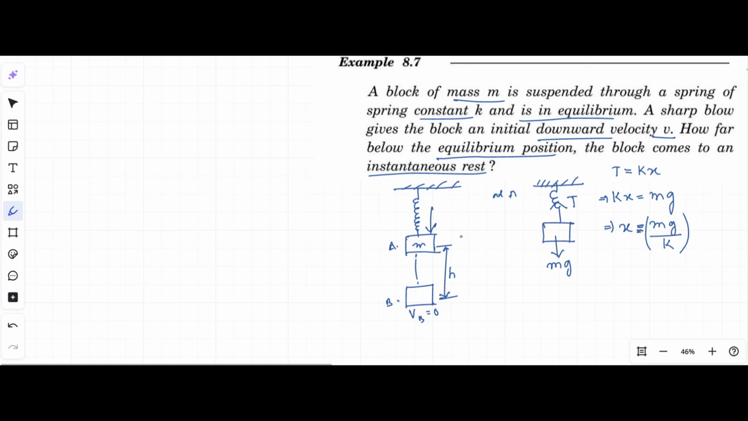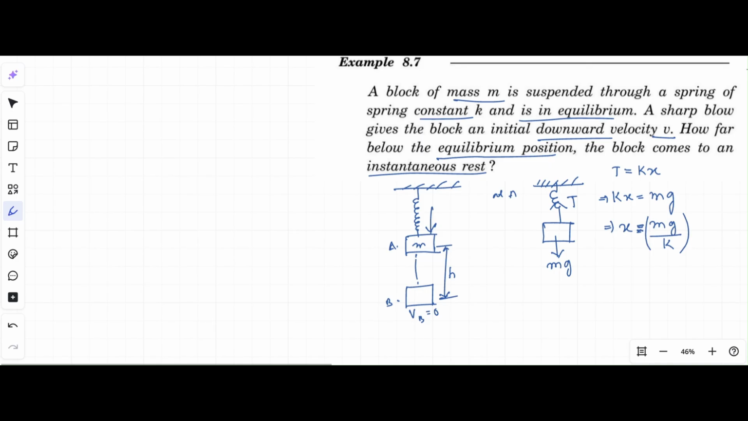What is this elongation? This elongation is that when the block of mass m is suspended from that spring, it is stretched to some point. It is not moving, but it is stretched by length x from its natural position. So that elongation in the spring, by distance x, is equal to mg by k.